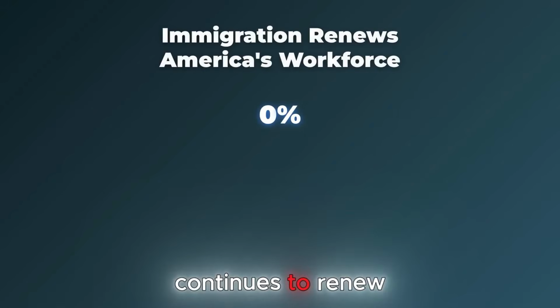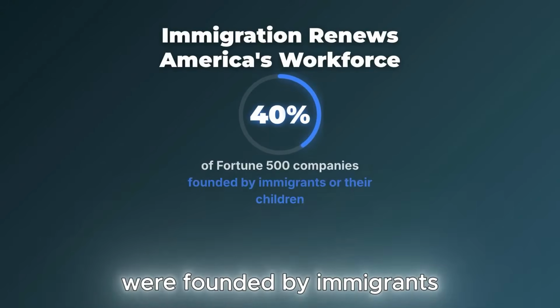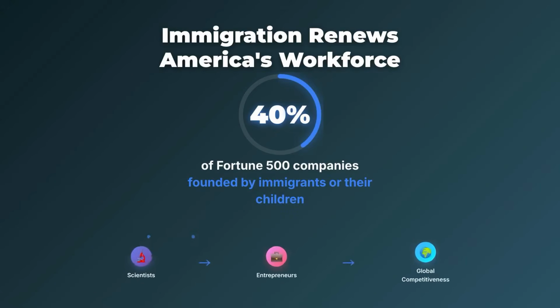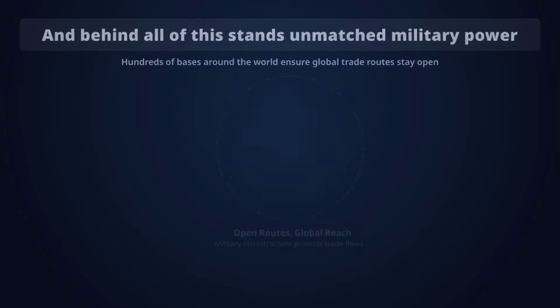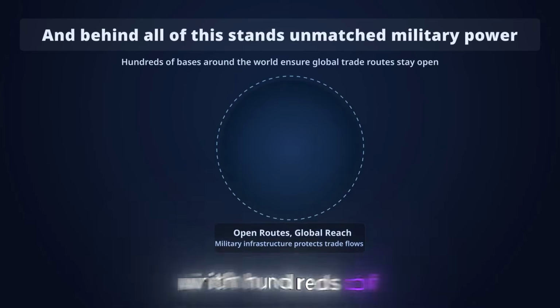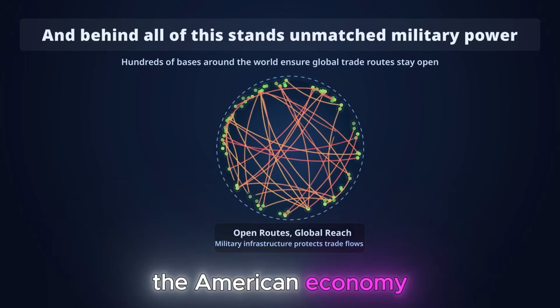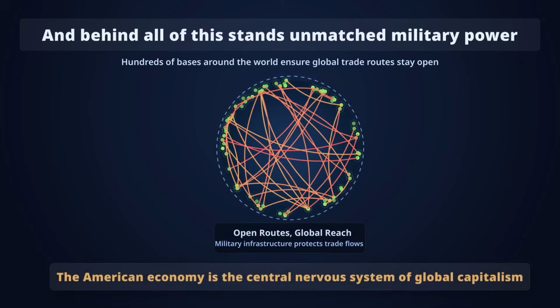Immigration continues to renew the workforce. Over 40% of Fortune 500 companies were founded by immigrants or their children. The constant flow of talent, from scientists to entrepreneurs, keeps America globally competitive. And behind all of this stands unmatched military power, with hundreds of bases around the world ensuring global trade routes stay open. The American economy isn't just an economy, it is the central nervous system of global capitalism.